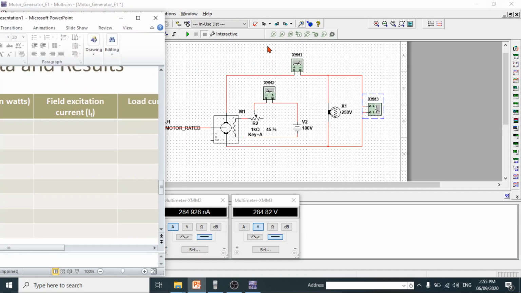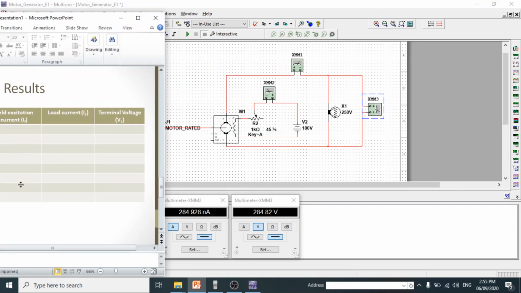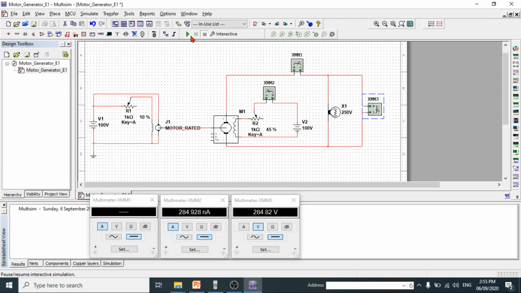Then we try to simulate. So we run the simulation. Before that, you double click the field resistance R2.